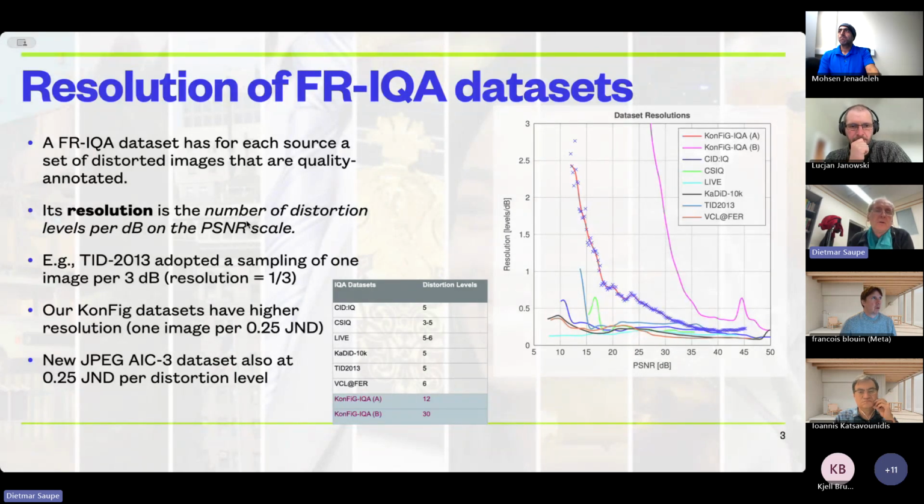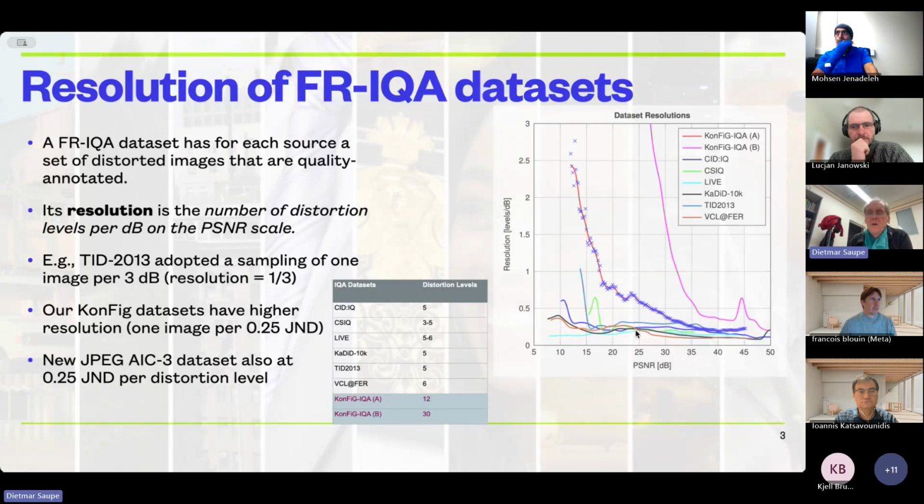So per decibel it would be 0.2 images per decibel. That's how we define the resolution of a full reference IQA data set. Over here, you see a picture of how this resolution changes. The resolution is not a global number, but depends locally on the PSNR. The TRD is the top curve here, and it has a resolution of 0.3 over a wide range of PSNR values.